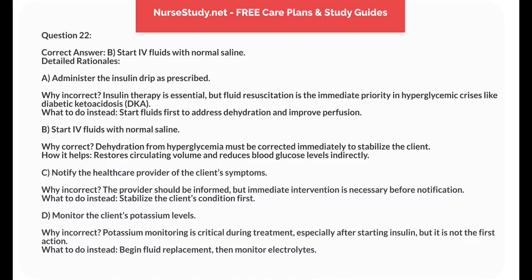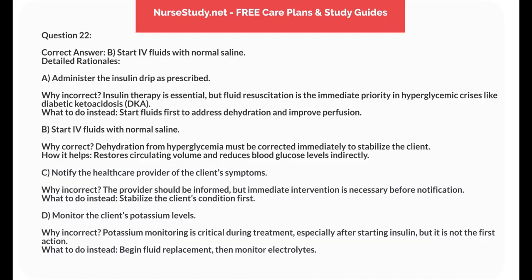B. Start IV fluids with normal saline. Why correct? Dehydration from hyperglycemia must be corrected immediately to stabilize the client. How it helps: restores circulating volume and reduces blood glucose levels indirectly.